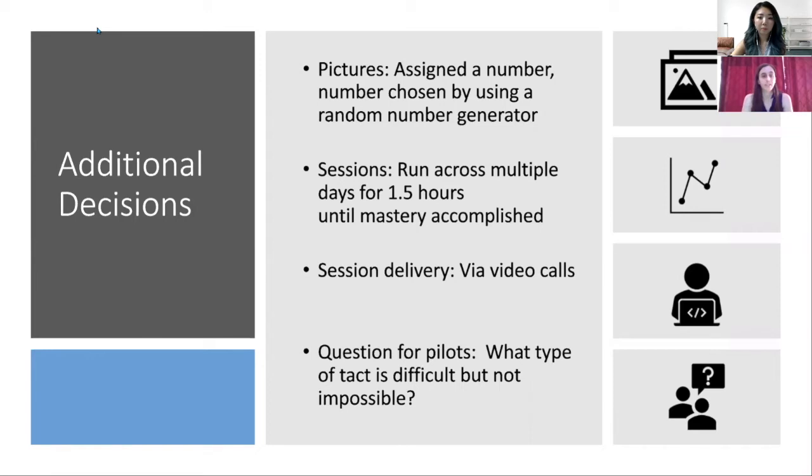And we did have a specific question for the pilots, which was what type of task is difficult but not impossible. We wanted these sets to be challenging, but we also wanted them to be able to complete the set.